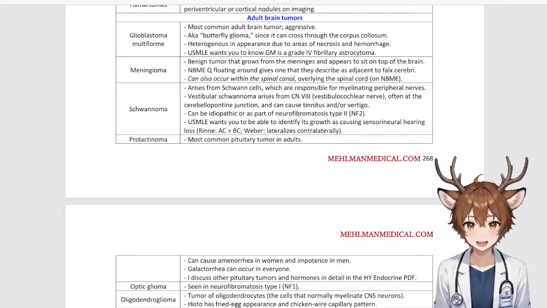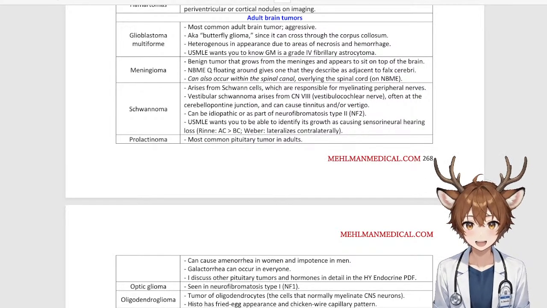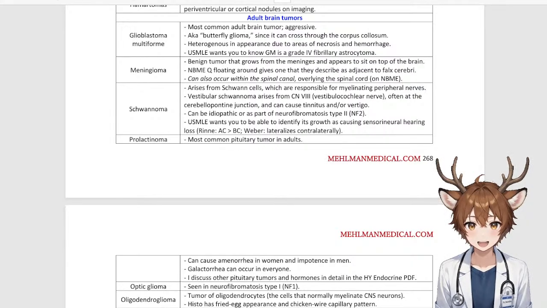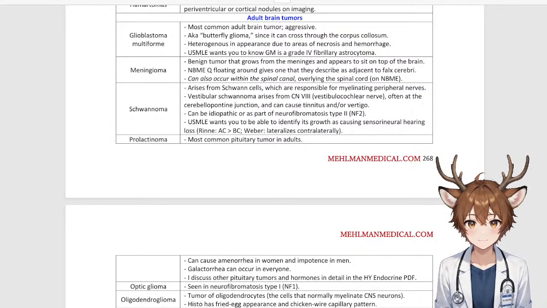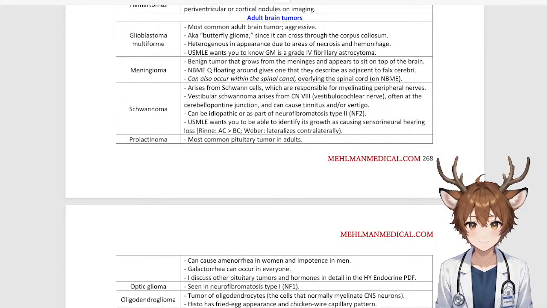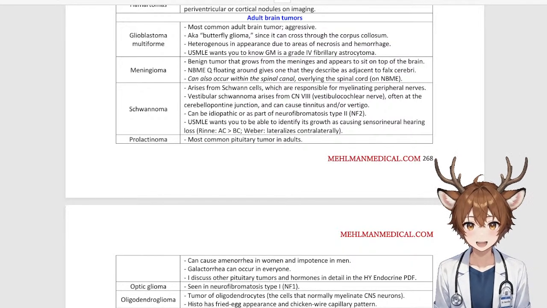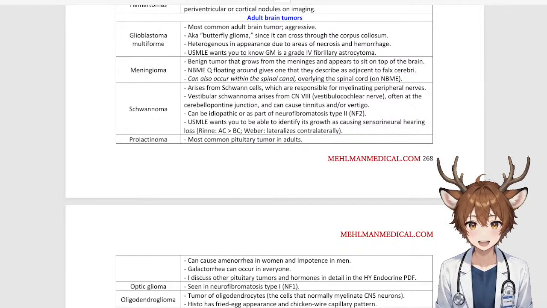Adult brain tumors. Glioblastoma multiforme. Most common adult brain tumor, aggressive, aka butterfly glioma, since it can cross through the corpus callosum. Heterogeneous in appearance due to areas of necrosis and hemorrhage. USMLE wants you to know that glioblastoma multiforme is a grade 4 fibrillary astrocytoma.